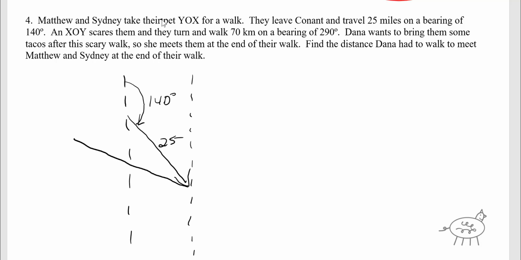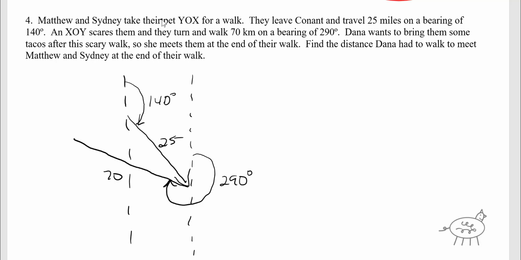All right, and that's 70. So it's a lot more. If that's 25, that's going to be 70. It's a little bit more. Okay, so there's 70. And that's 290 degrees. So let me draw that in there. 290 degrees. That's a hot day.